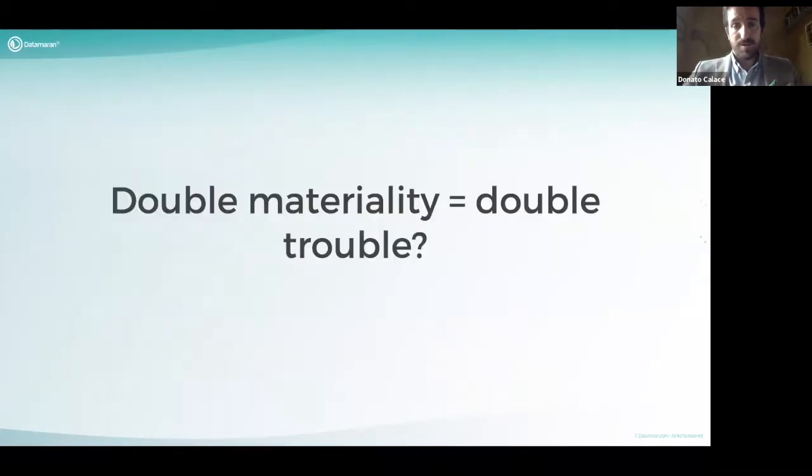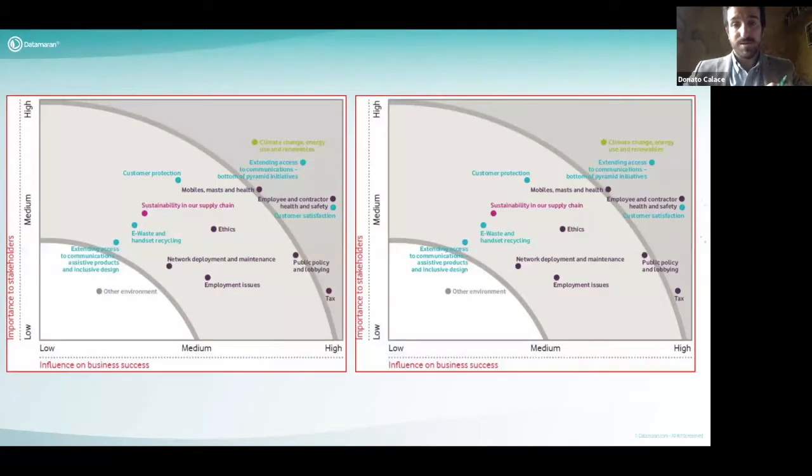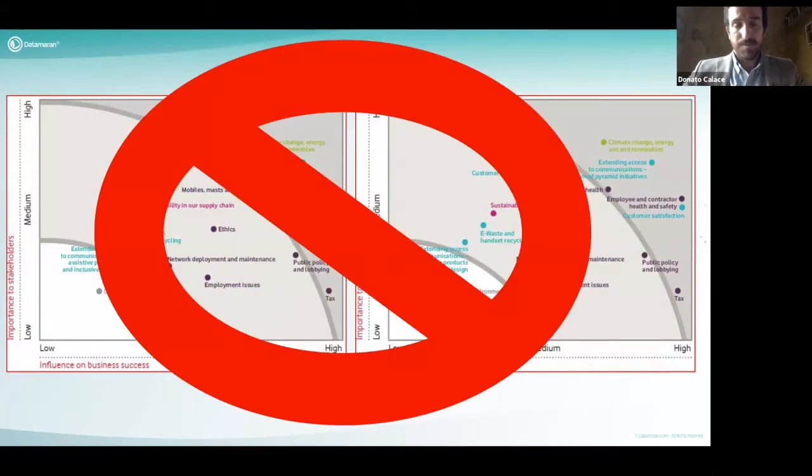Then with this covered, what about double materiality? Was it really necessary? Where is this coming from? Is this just an additional burden for reporters, or is it actually useful? And again, if you think that double materiality is this, then no, you're wrong.